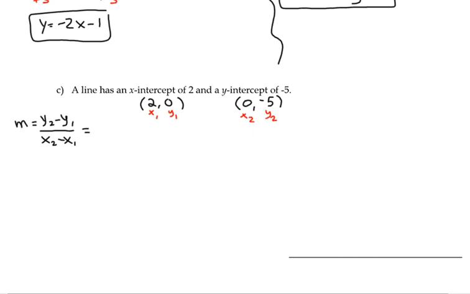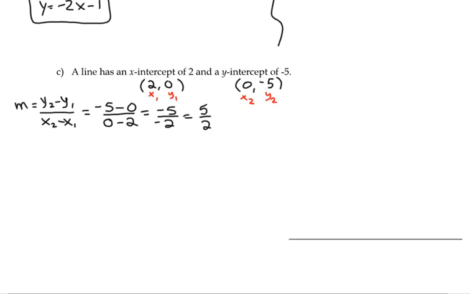Okay, so y2, negative 5 minus 0 is y1, over x2 is 0, minus 2. What's negative 5 minus 0? Negative 5. What is 0 minus 2? Negative 2. If we have 2 negatives being divided, positive 5 over 2.